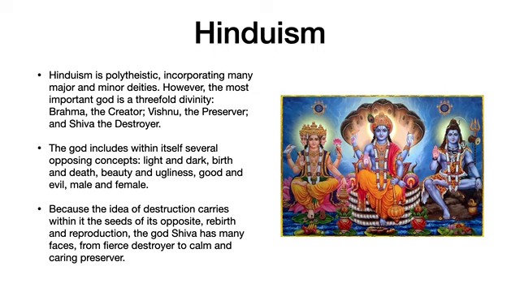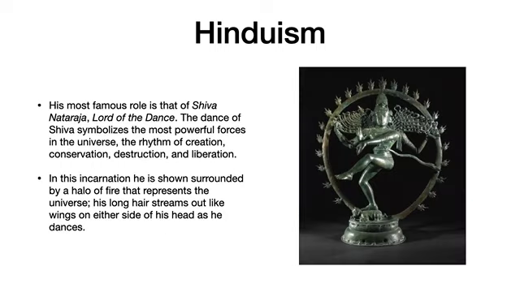The god includes within itself several opposing concepts: light and dark, birth and death, beauty and ugliness, good and evil, male and female. Because the idea of destruction carries within it the seeds of its opposite, rebirth and reproduction, the god Shiva has many faces, from fierce destroyer to calm and caring preserver. His most famous role is that of Shiva Nataraja, Lord of the Dance.